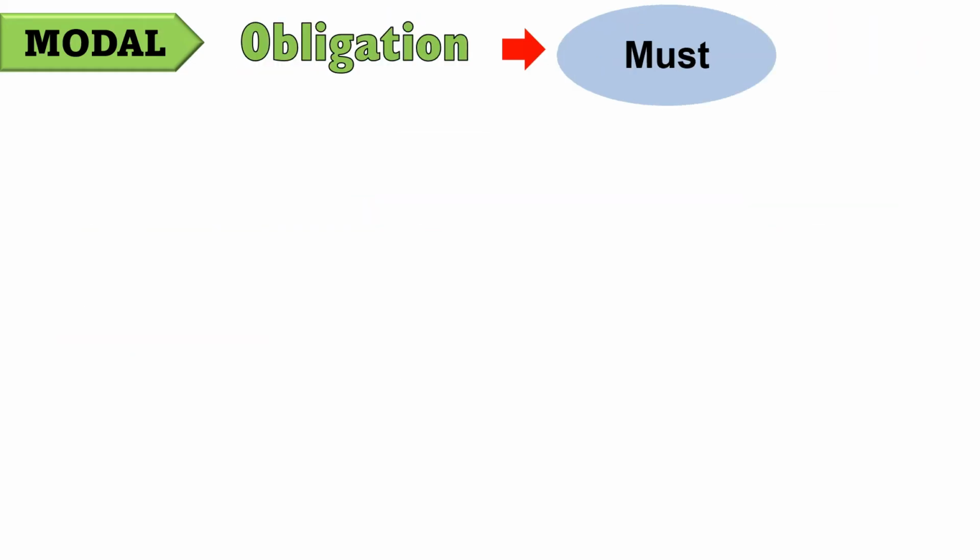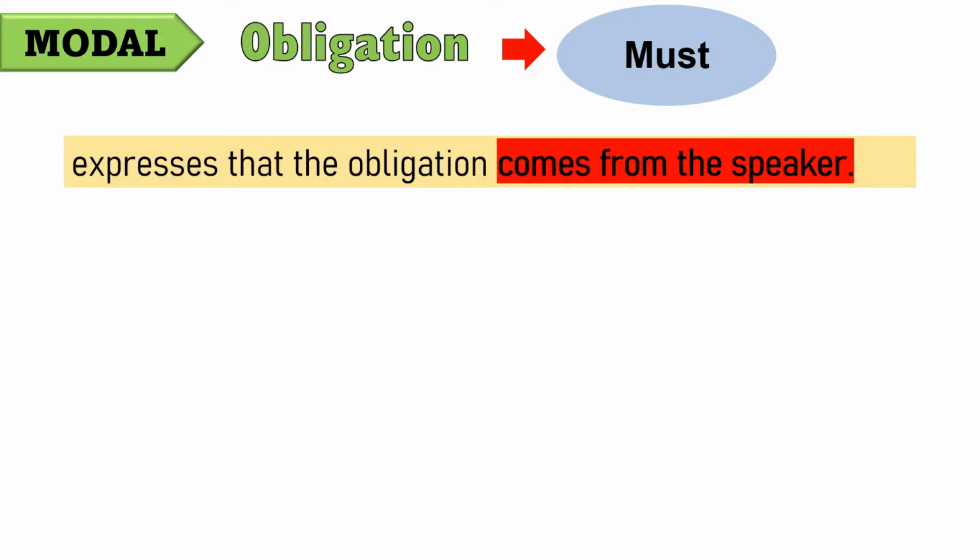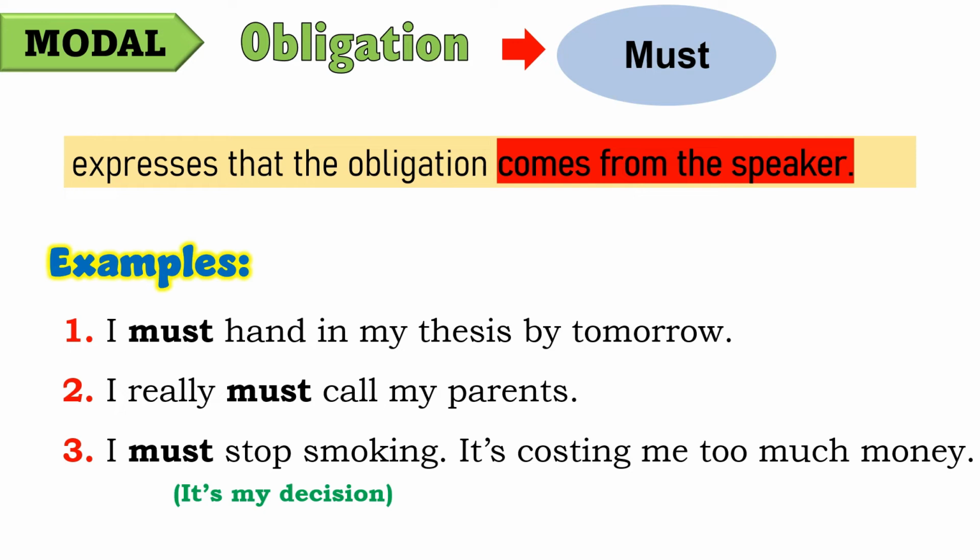Now, the other modal, which is must, expresses that the obligation comes from the speaker. Examples: I must hand in my thesis by tomorrow. I really must call my parents. I must stop smoking. It's costing me too much money. It's my decision.